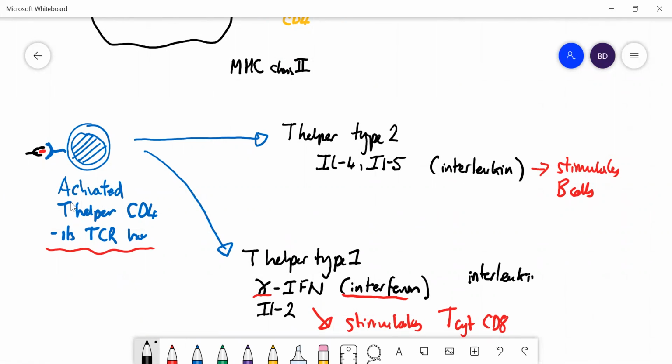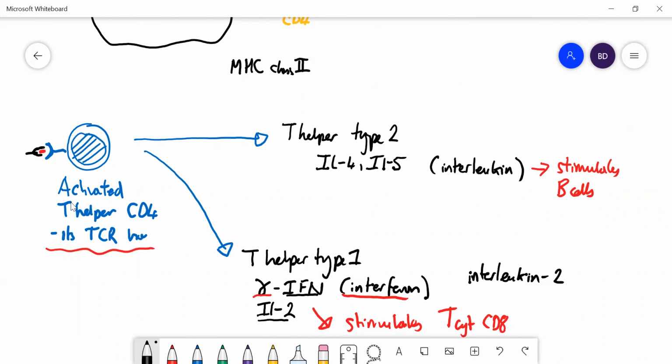Leukocytes are white blood cells, so interleukins are molecules that work between white blood cells. So both of these are kind of like local hormones. They don't circulate around the body. They're hormones which act in a very, very localized region. So they're produced by one cell, and they will activate cells which are close to that.